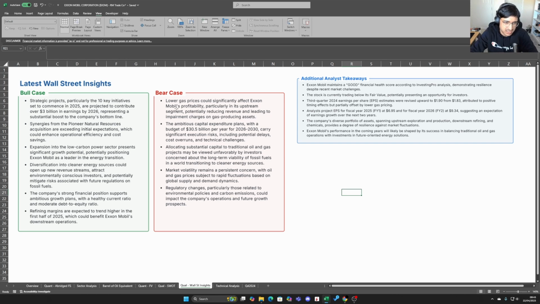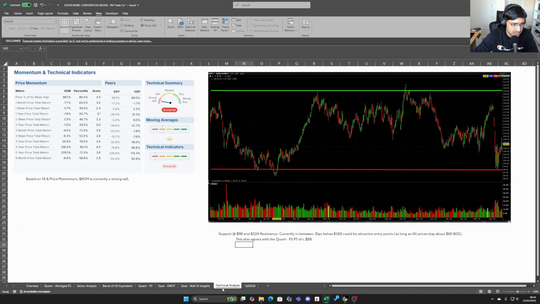So here is basically what Wall Street are thinking. It gives you more information again from a qualitative perspective on the business operations and how the company's performing, and then some key analyst takeaways here. Won't go too much into detail.